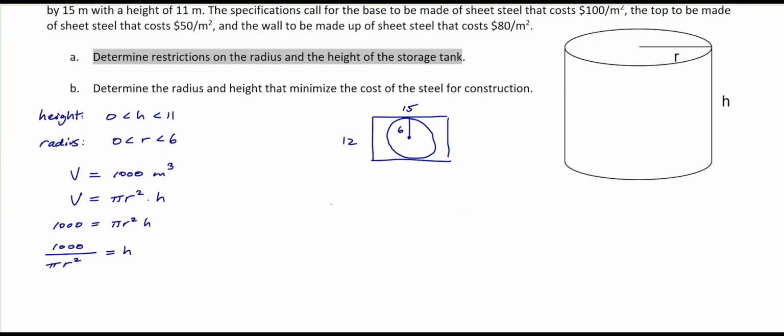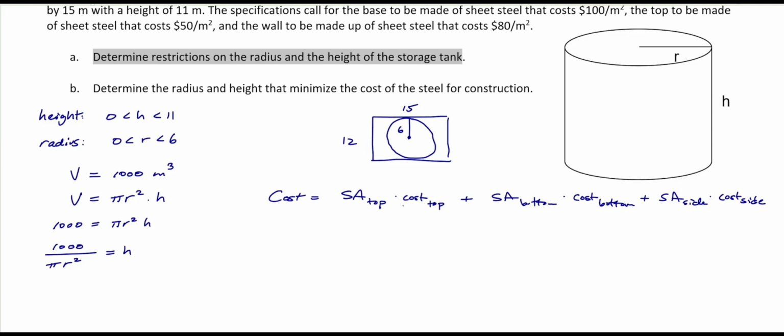Okay, so my cost function is going to be a function of the surface area of the top, the surface area of the bottom. So let's actually write that out. Cost is going to be equal to surface area of top times cost of the top, plus surface area of the bottom times the cost of the bottom, plus surface area of the side times the cost of the side.